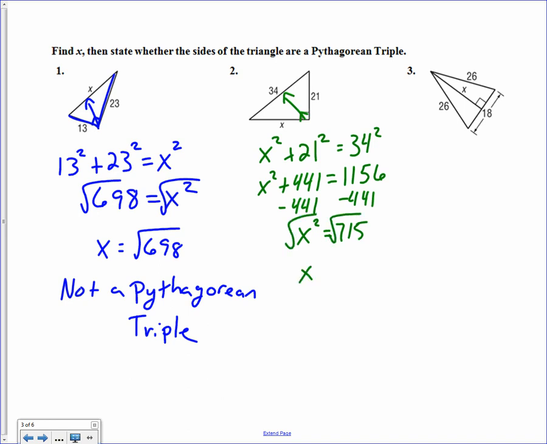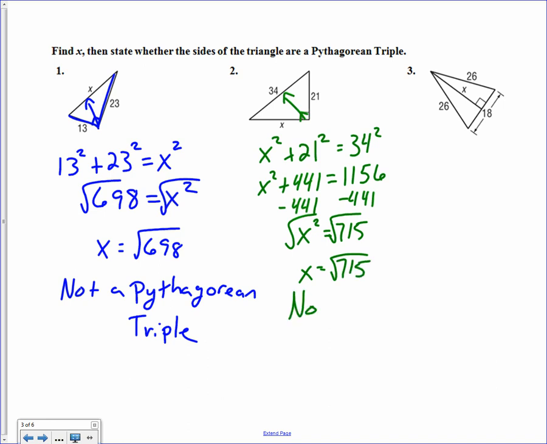Taking the square root of both sides, we should notice that 715 does indeed have a factor of 5. But when we divide by 5, we get 143. 143 does not have another factor of 5 in it. Therefore, even if we could simplify it, which I don't think that we can at all, it is definitely not going to go to a whole number.